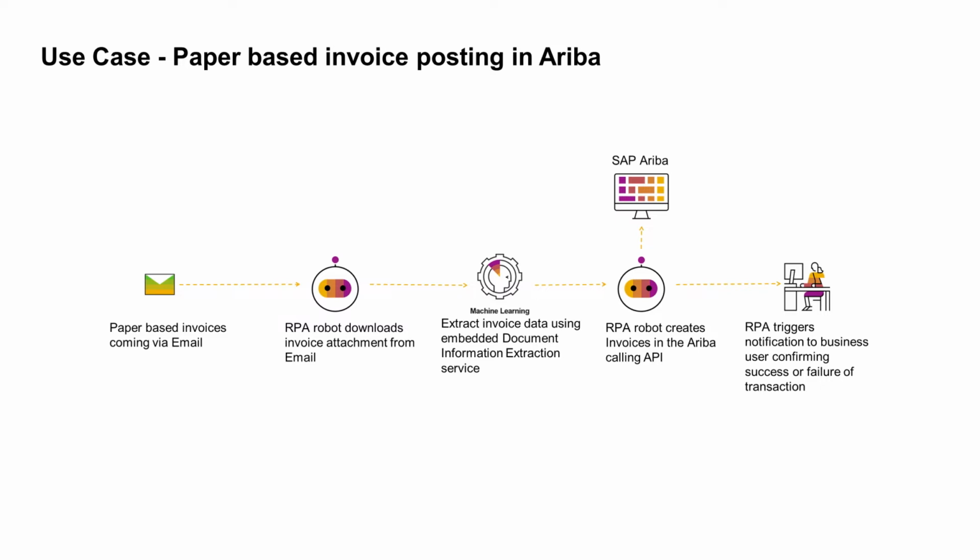Once the API calling process within SAP Ariba is finished, the bot sends a notification to the business user confirming the success or the failure of the transaction. This process is repeated not only for one invoice, but for the hundreds of invoices the company receives every day. So, automating this process saves a lot of effort for users.